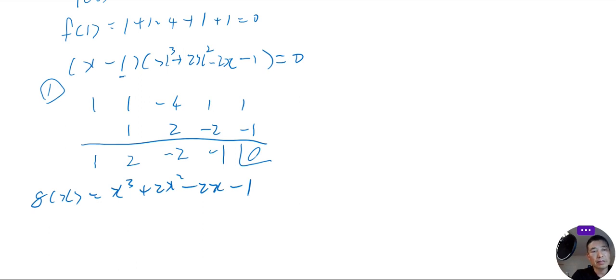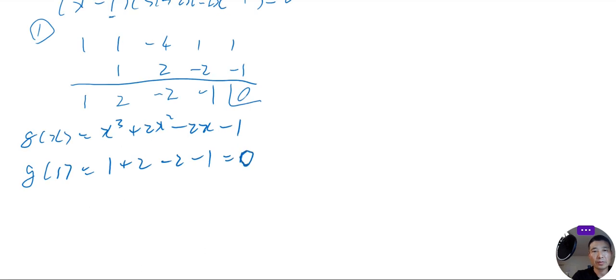According to the factor theorem, if I plug in 1 again, 1 plus 2 minus 2 minus 1, which is 0. Great news, that's 0. So that means we use the synthetic method again to make it quadratic. And then finally, we factorize it, or use the quadratic formula to solve the quartic equation. So the coefficients are 1, 2, negative 2, negative 1.